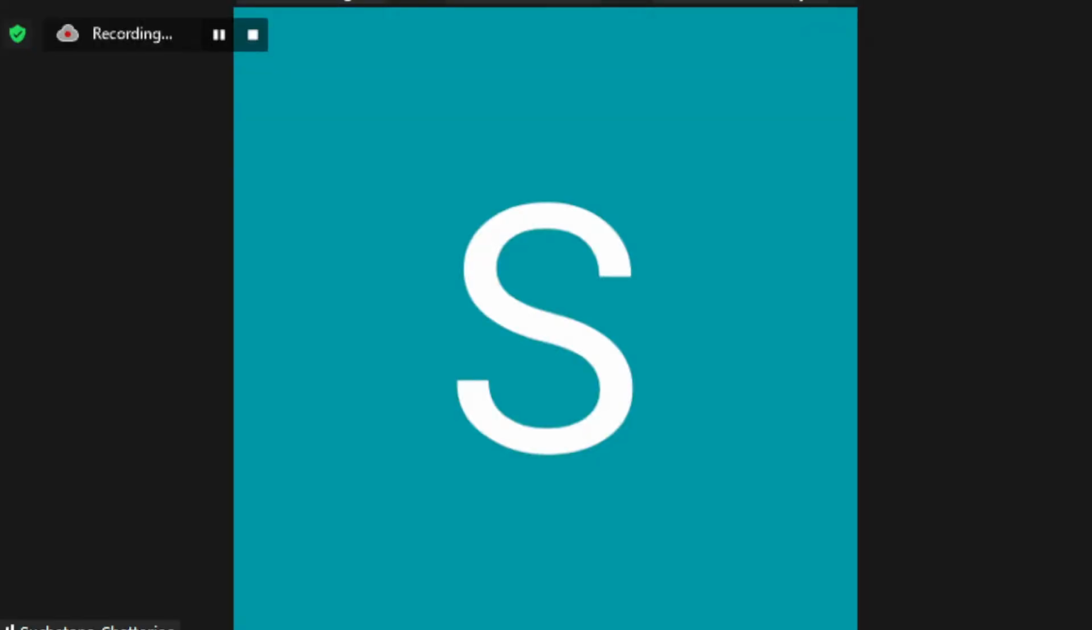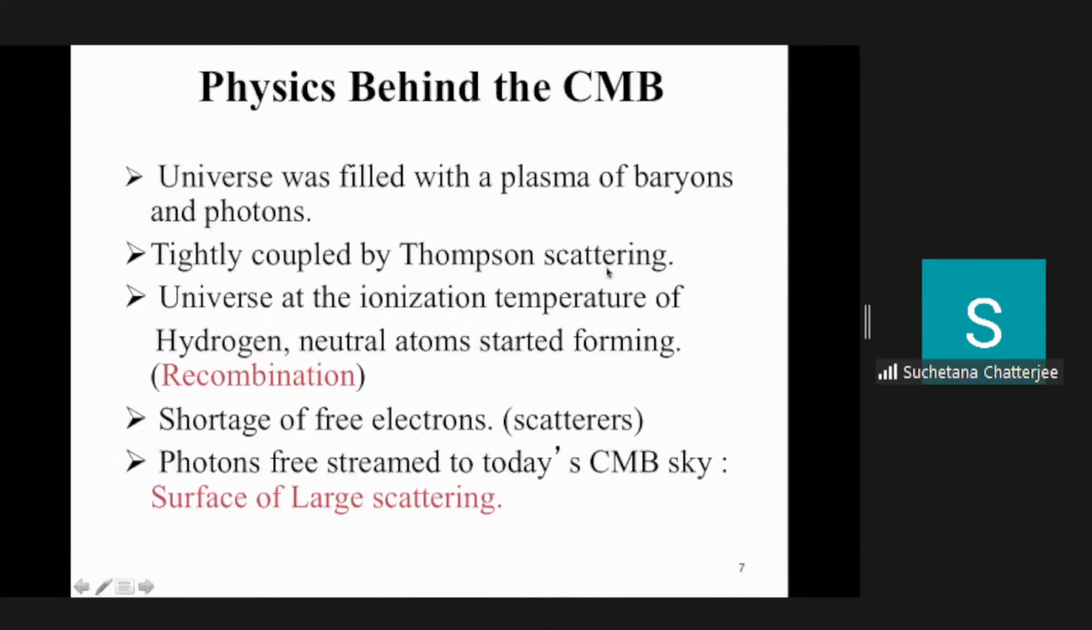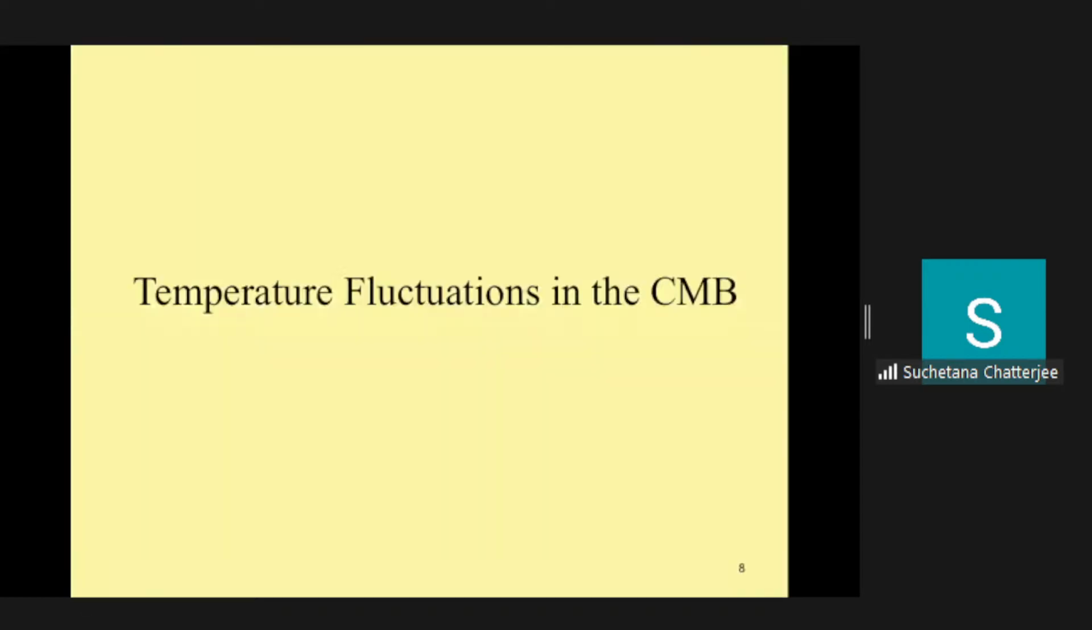So I hope I made sense of what I mean by the origin of the CMB. The universe was filled with a plasma of baryons and photons. By baryons, I mean protons, and they were tightly coupled by Thomson scattering. Then at the ionization temperature of hydrogen, neutral atoms start forming. That is called the epoch of recombination, because the electrons and protons are combining. So there is a shortage of free electrons, the Thomson scattering rate goes down, and photons free stream to today's CMB sky. That's why the epoch of recombination and decoupling is called the surface of last scattering, because that's the last time the photons interacted with matter, which is not completely true, we'll see.